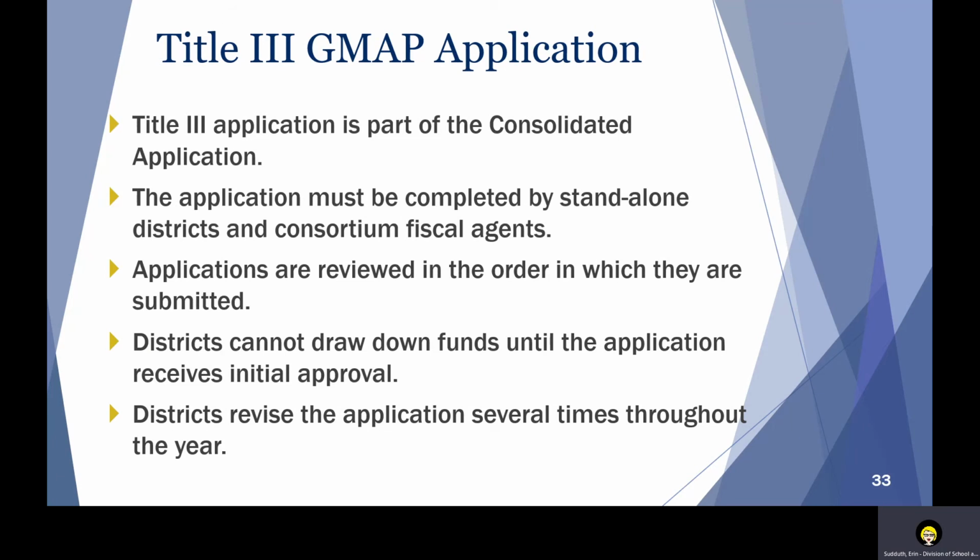As previously stated, the Title III application is part of the Consolidated application along with Titles 1, 2, 4, and 5. The applications for these programs travel through the system as the Consolidated application. The application must be completed by standalone districts as well as consortium fiscal agents. Applications are reviewed in the order in which they are submitted. Districts cannot draw down funds until the application receives initial approval, and districts will revise the application several times throughout the year.